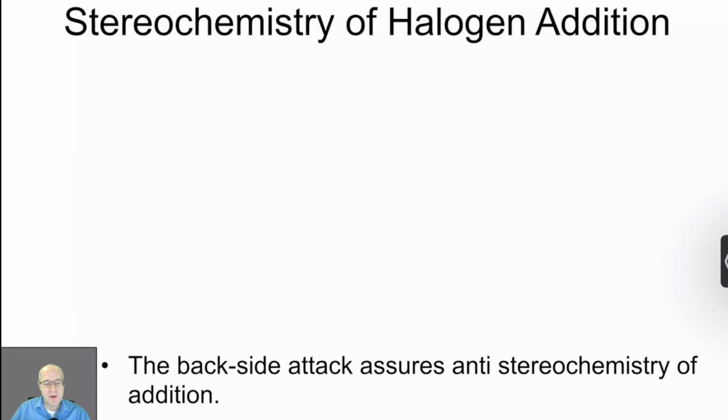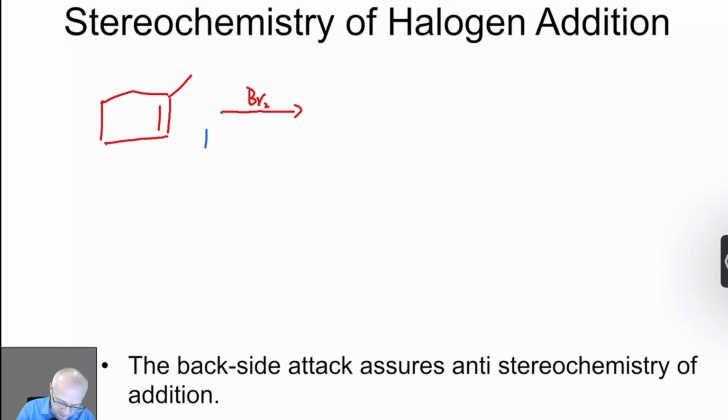All right, let's talk a little bit about the stereochemistry behind the chlorination or bromination or iodination of a double bond. We have to be pretty clear on this. So let's do another example. Let's say we're going to attack this 5-membered ring. And let's just use bromine this time.